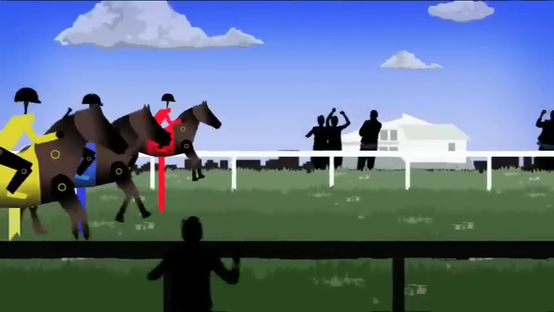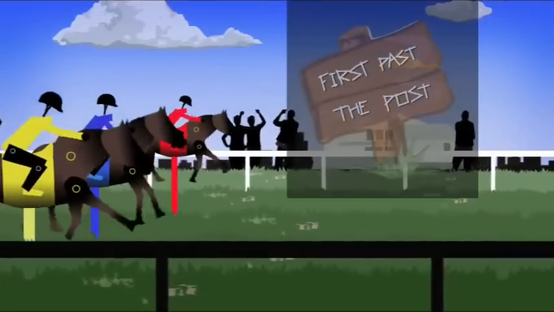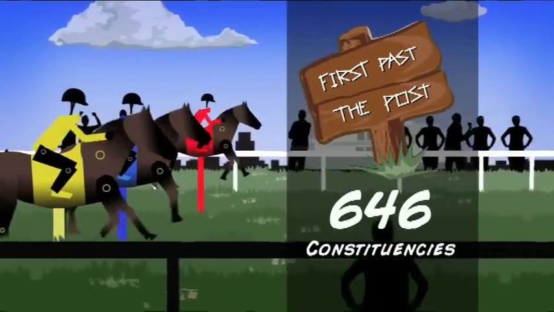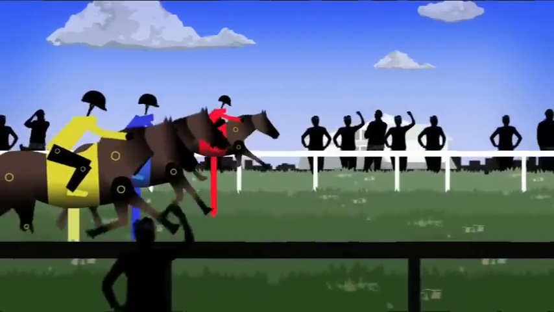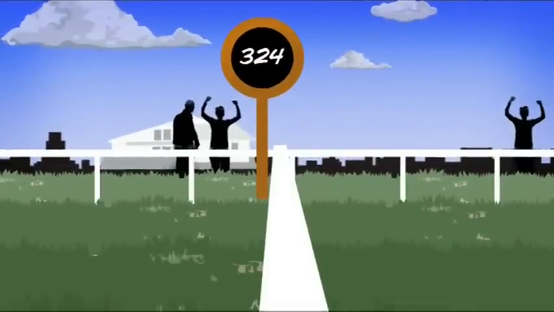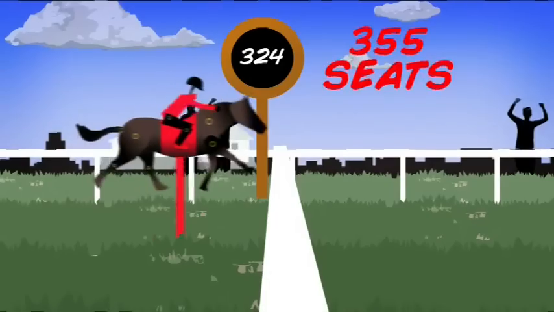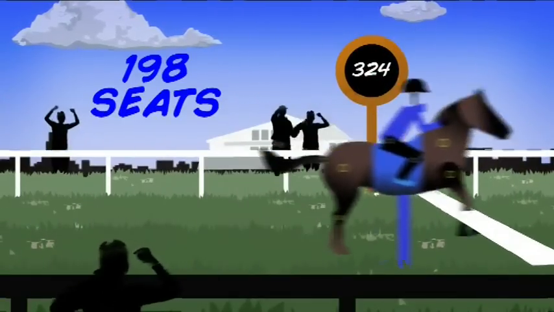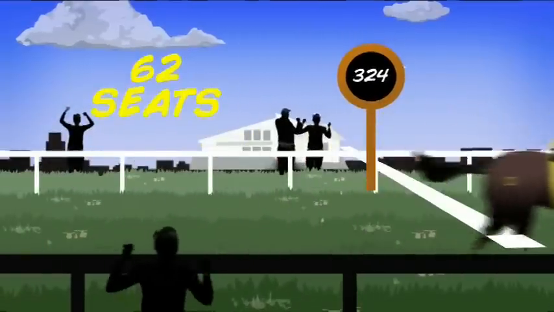Candidates tend to represent parties, and then when all the 646 MPs are brought together, the party with the most successful candidates will form the government. As there are 646 constituencies, the party that makes it first past the post of 324 seats becomes the government. Looking at the 2005 general election under the first-past-the-post system, Labour won 355 seats, the Conservatives won 198 seats, and the Liberal Democrats won 62 seats.